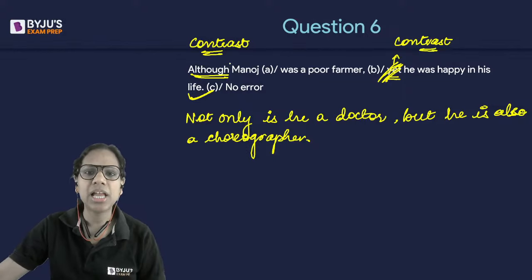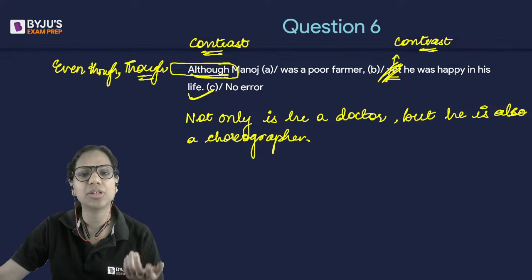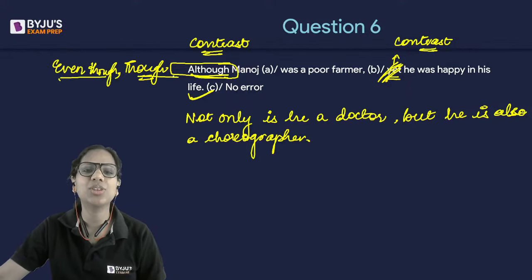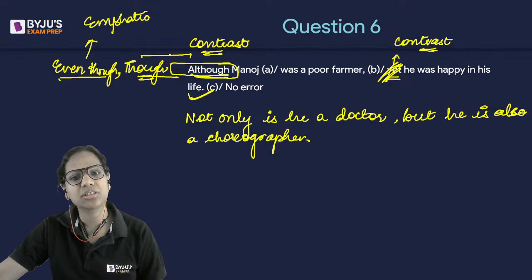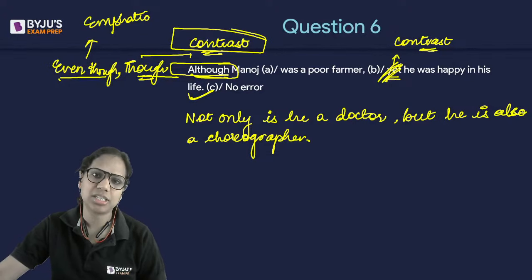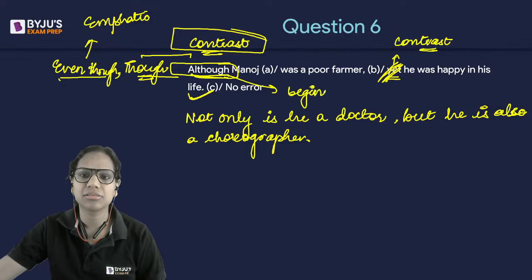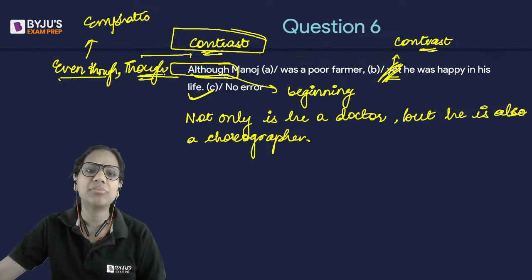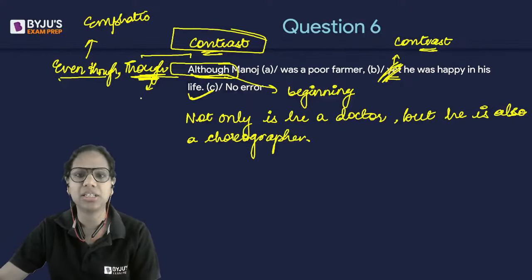Right? And although is very similar in usage to though, and even though is used for emphasizing. Right? Sometimes students ask me this difference between even though and though. This is more emphatic. ये ज़्यादा emphasize करता है. Okay. Though and although same usage. They are both used to express contrast. However, while although can be used only in the beginning of a clause, though can be used anywhere. Though can be used anywhere in the sentence. Right? It can be used even at the end.